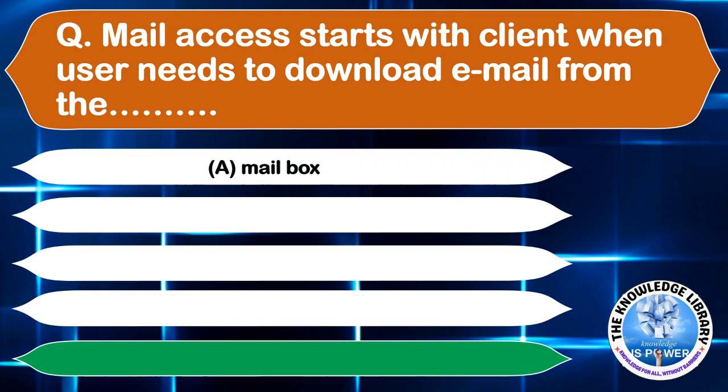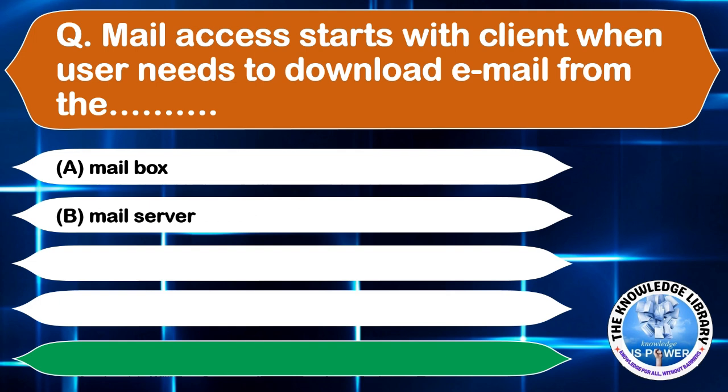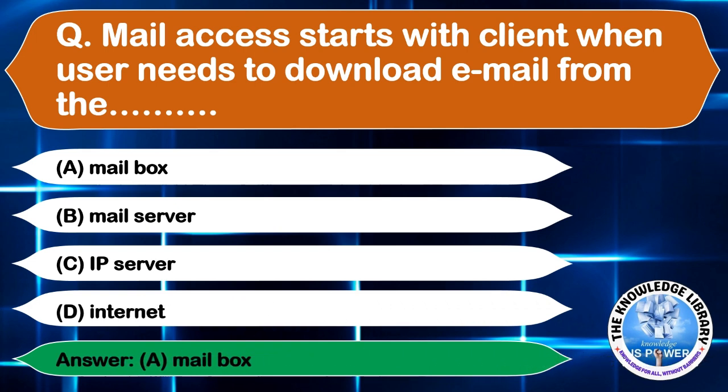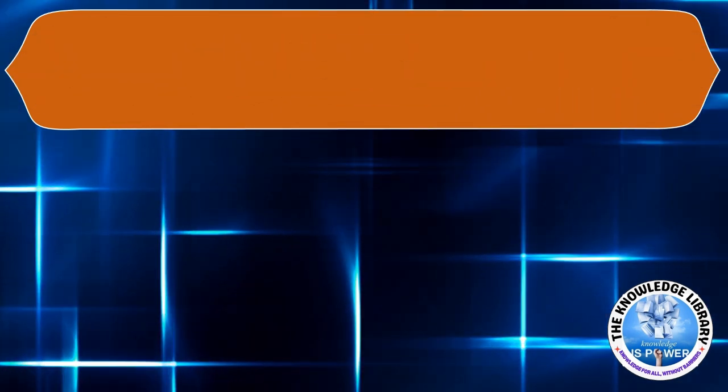The next question is mail access starts with client when user needs to download email from the option A mailbox, option B mail server, option C IP server, option D internet. The correct answer is option A mailbox.